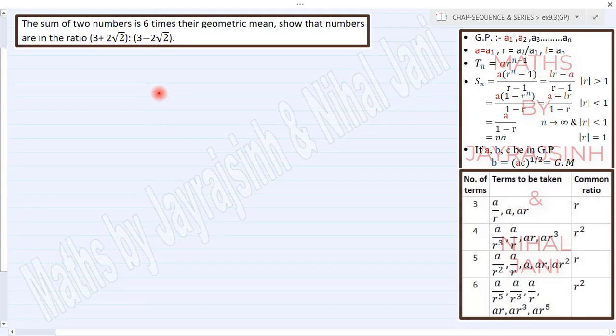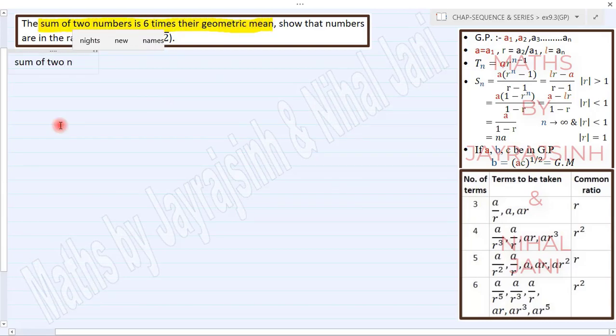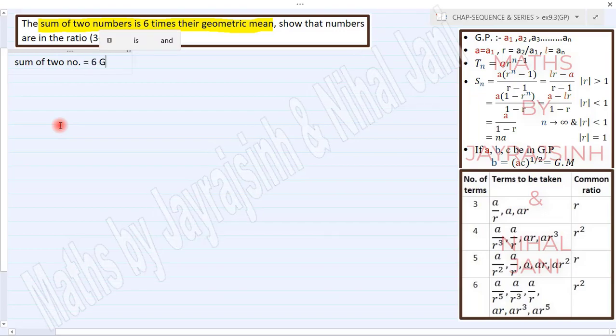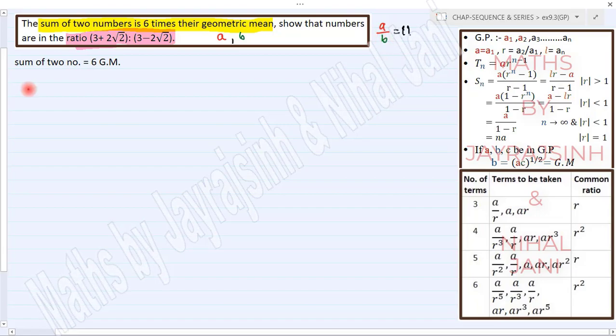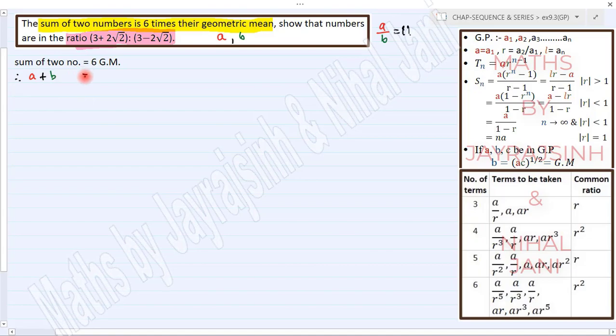Here we have one interesting question. It is given that the sum of two numbers is 6 times their geometrical mean. So let's assume that our required terms are a and b, and we have to show that their ratio is 3 plus 2 root 2 upon 3 minus 2 root 2. So let's try to find out a by b. Here the sum will be a plus b and the geometrical mean will be under root of ab.